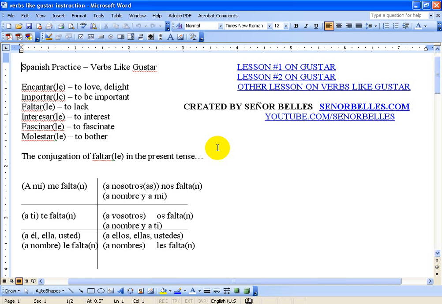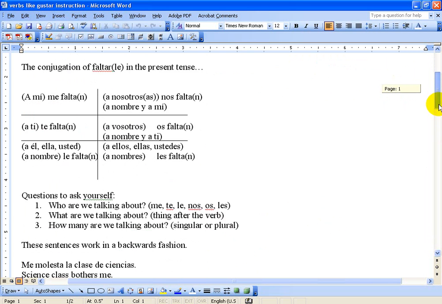So if I were to want to specify who it is, I could do a few different things. I could say "a," and then the person's name, and then I could say "le falta." So maybe it was Jose. I could say "a Jose le falta la tarea." Or I could point to Jose. I could say "a él le falta la tarea," or "a ella" if it's a girl, or "a usted" if I was talking to a you formal, "le falta la tarea." And that goes for the same for the rest of these. I could specify or put emphasis on who it is I'm talking about.